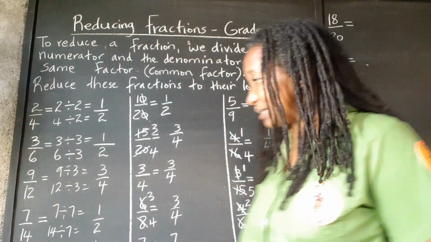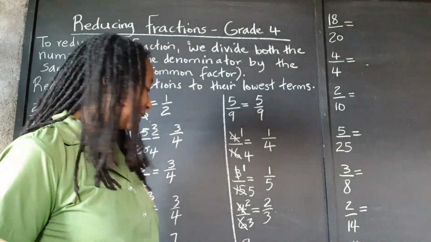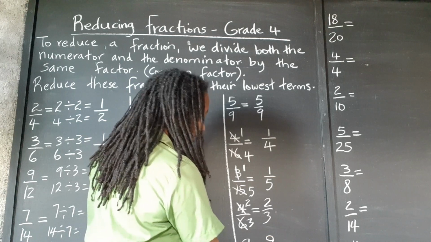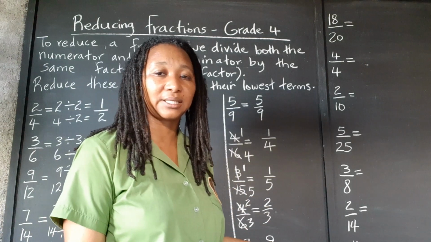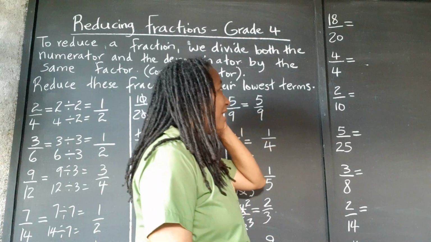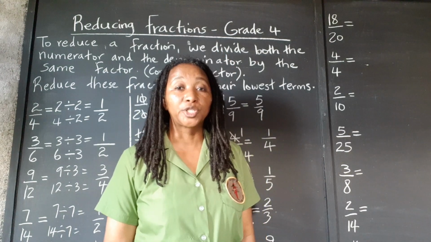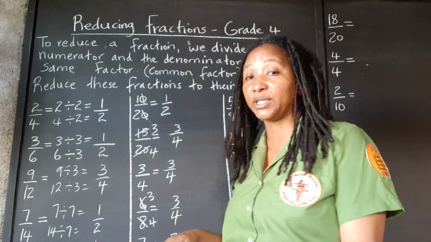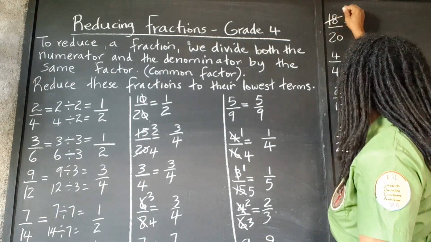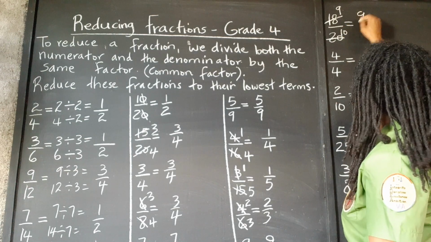How about 9/10? Which number can go into 9 and can also go into 10? Actually, only 1. So 9/10 is as simple as we can get this fraction. Can't reduce it any further. Alright, so we have a couple more to go. We have 18 over 20. Which number can go into 18 and can also go into 20? We know we can use 2 because they are both even numbers. So 2 into 18 goes 9, 2 into 20 goes 10. So that's 9/10.